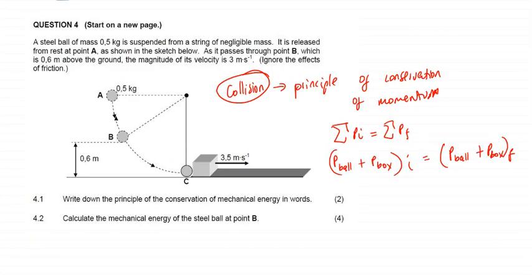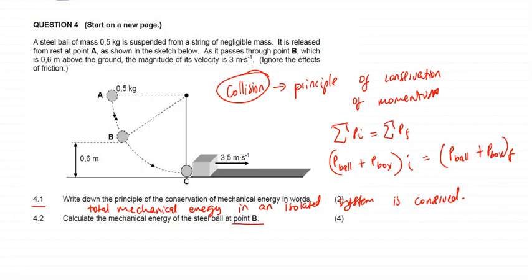Okay. So 4.1 says, write down the principle of conservation of mechanical energy in words. Very easy, guys. You just have to say what? The total mechanical energy in an isolated system is what is conserved. That's it. Okay, and then calculate the mechanical energy of the steel ball at point B. So we want to know what is the mechanical energy of the steel ball at point B.